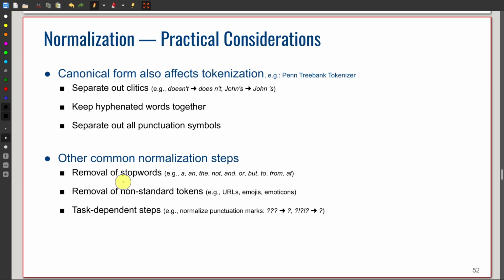Other common normalization steps that you'll find may apply to English but also other languages. For example, the removal of stop words, which are common words that don't seem to convey much meaning. There are some cases of exceptions here, like not, which would be very important for sentiment analysis. The removal of non-standard tokens is also a common one. For example, removing URLs, emojis, or emoticons. Or sometimes task-dependent steps. For example, in dealing with social media, maybe we really don't care whether you have 3 question marks, and having a single one is fine.